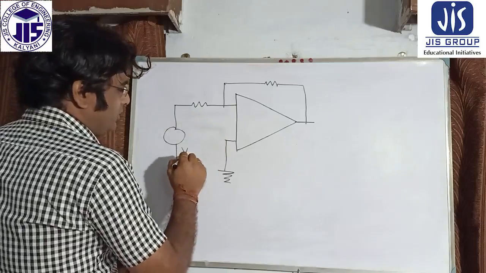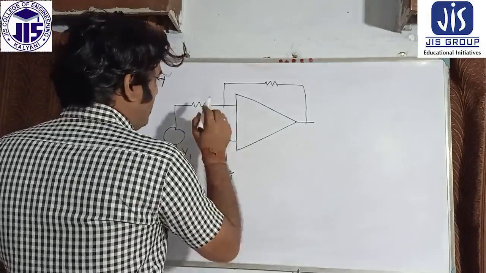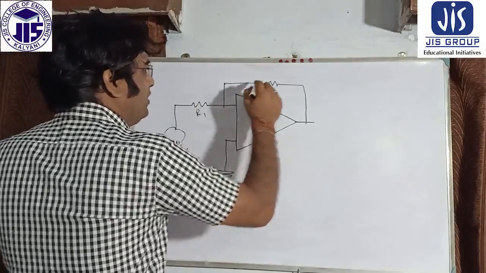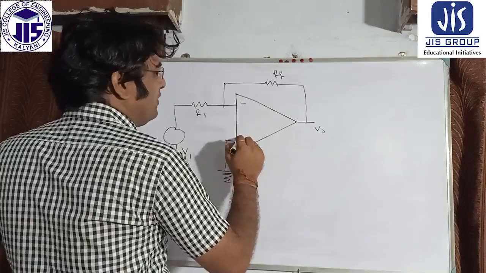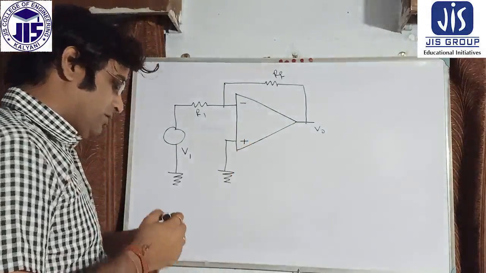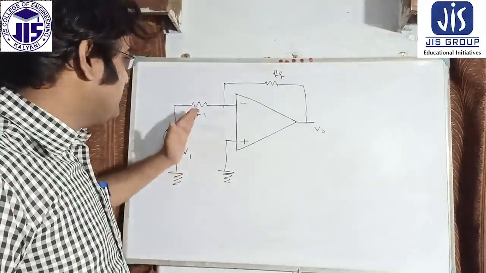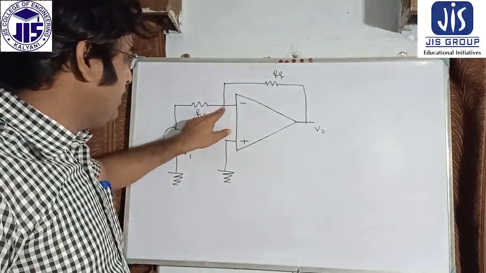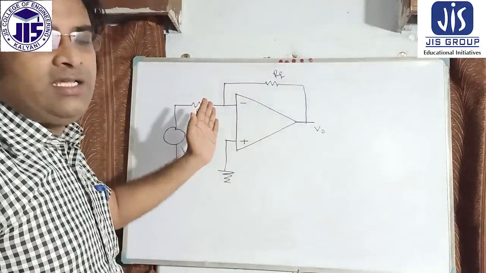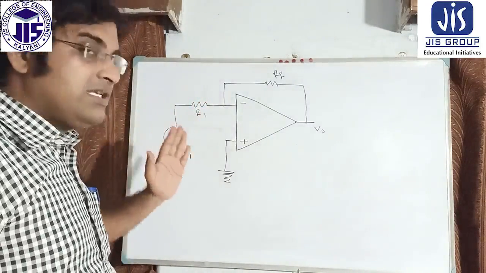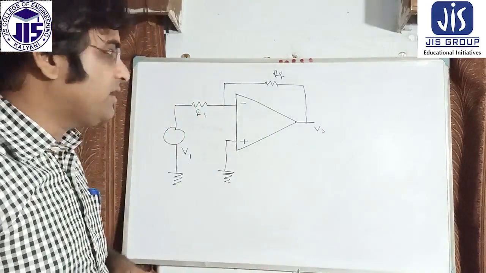So this is V1 suppose, and this is R1, this is RF, and this is V0. This is the inverting input terminal, this is the non-inverting input terminal. As the voltage is passing through this inverting input terminal, and it is closed loop, I think you can understand it is the inverting amplifier circuit.